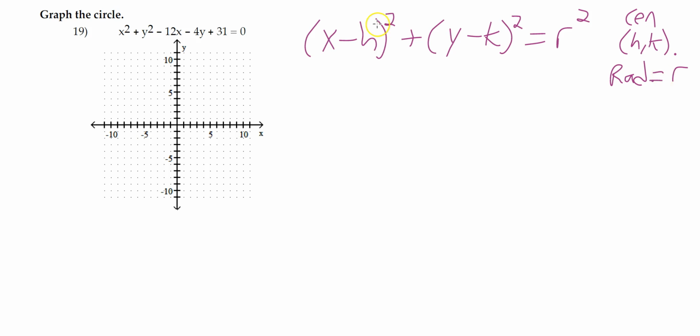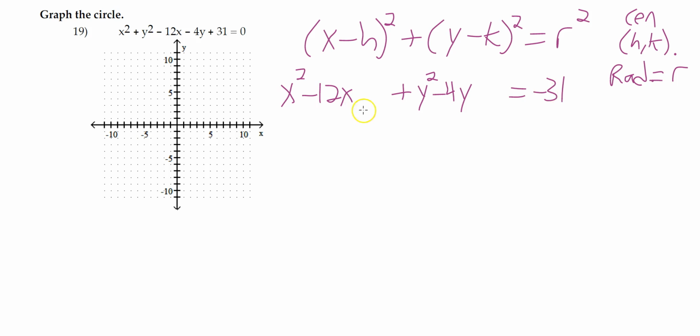So completing the square, first off I'm going to group the appropriate x variables together, leaving a space, and then the y variables together, again leaving a space, and move that negative 31 now. It was positive on the left, moving it to the right is now negative.